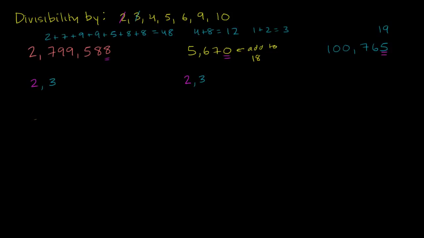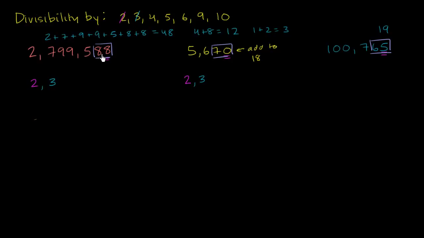Let's try 4. To think about 4, you just have to look at the last two digits and see, are the last two digits divisible by 4? Immediately, you can look at this one right over here. It's an odd number. If it's not going to be divisible by 2, it's definitely not going to be divisible by 4. So this one's not divisible by any of these first few numbers right over here.